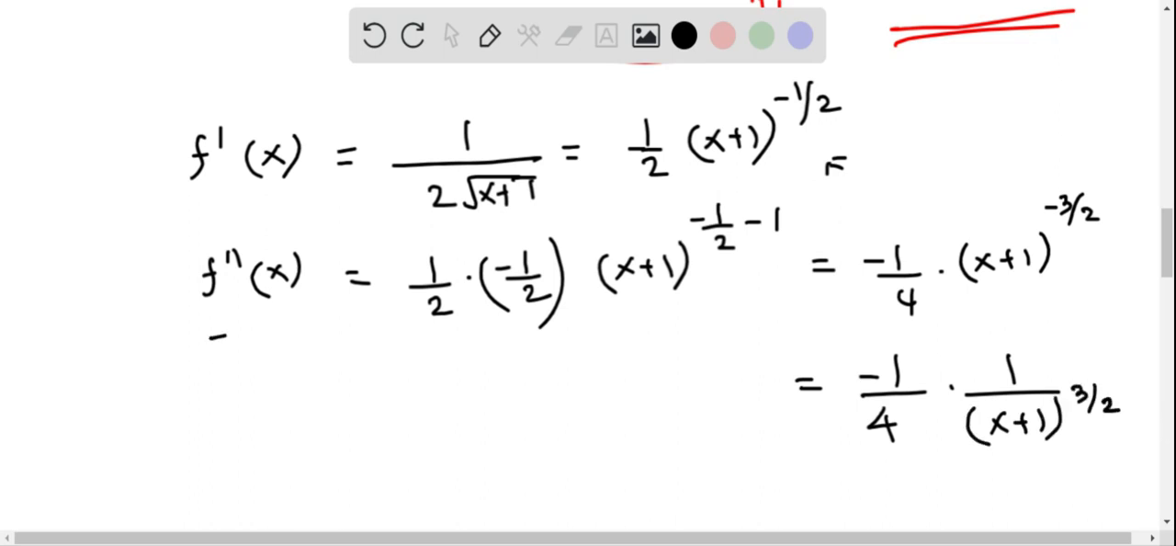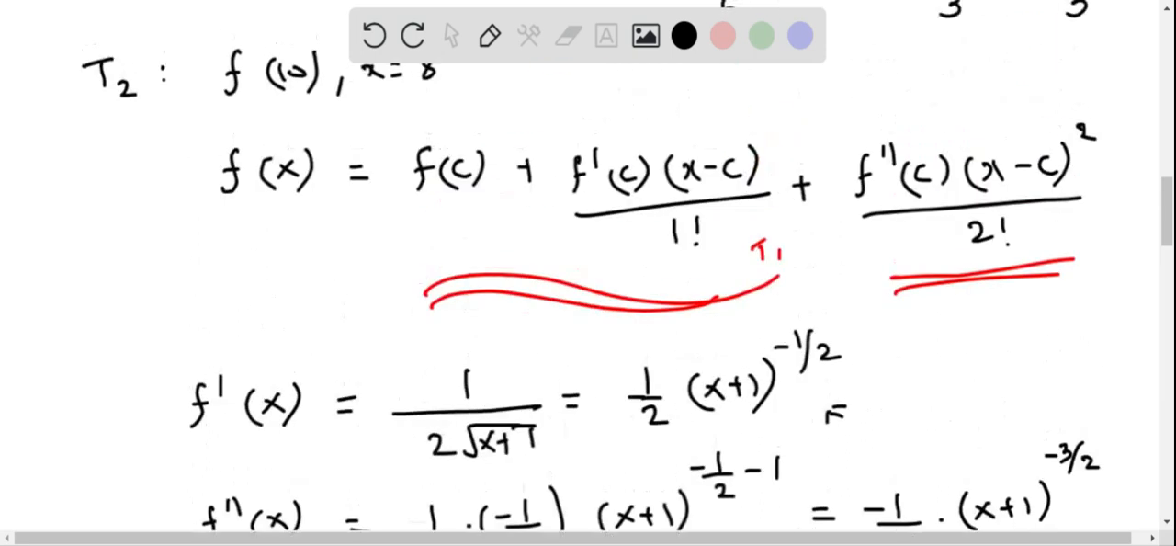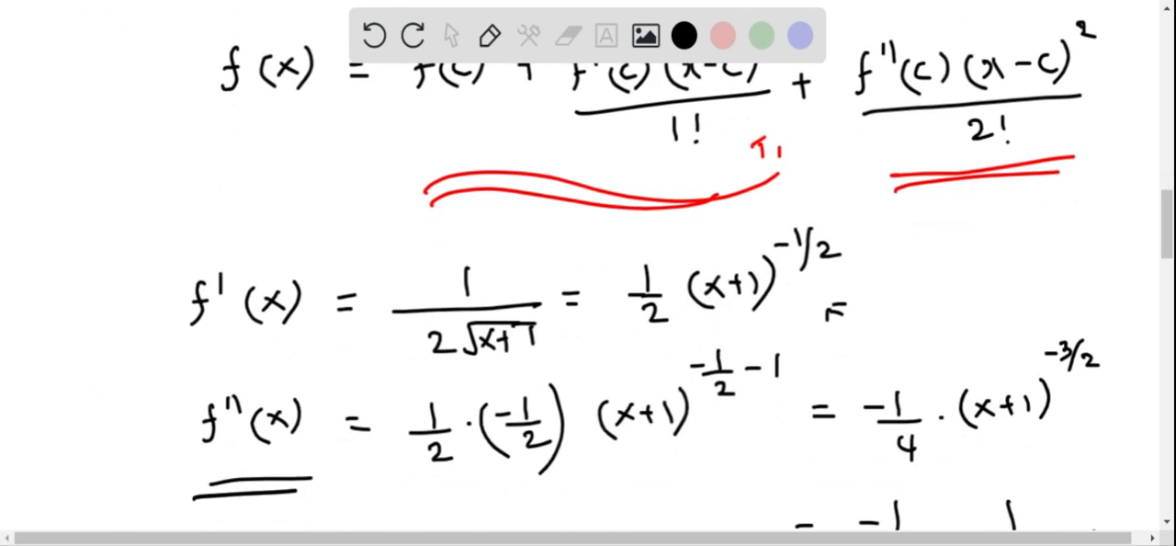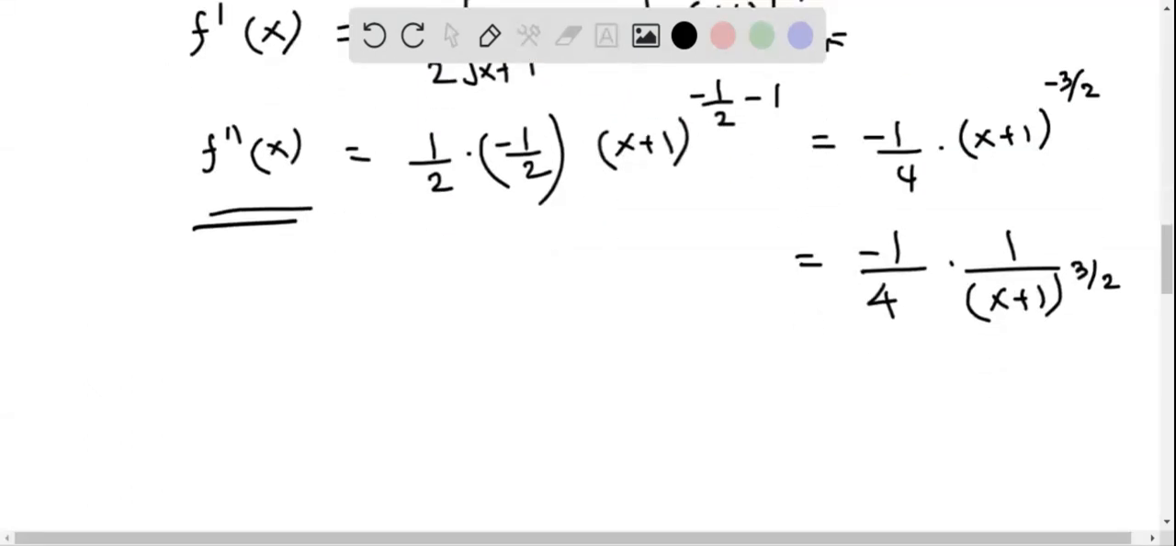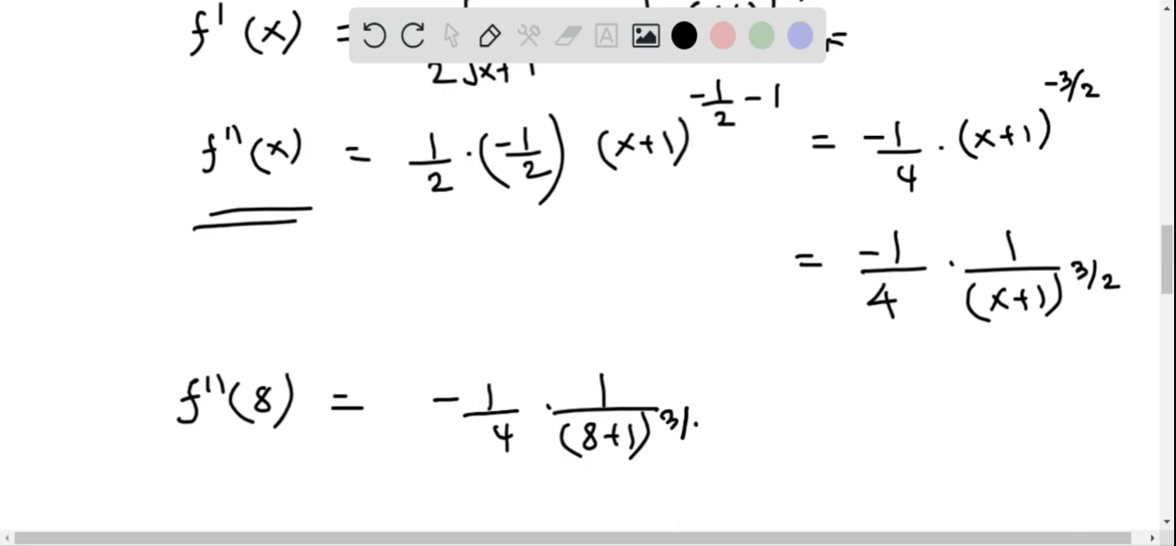So this is basically f double prime of x, but we need f double prime of c, which is f double prime of 8. So let's also calculate that. We just have to substitute x equal to 8 into this. When I do that, I get negative 1 by 4 times 8 plus 1 raised to the power of 3 by 2. Let's get this simplified. This is minus 1 by 4. 8 plus 1 is 9. So this is basically 9 to the power 3 by 2.